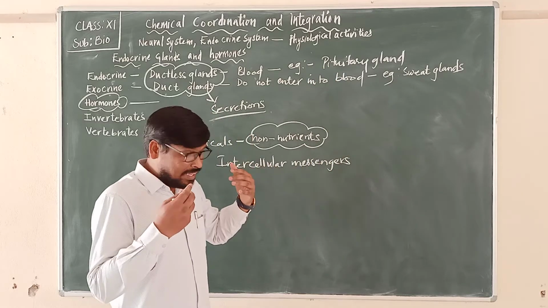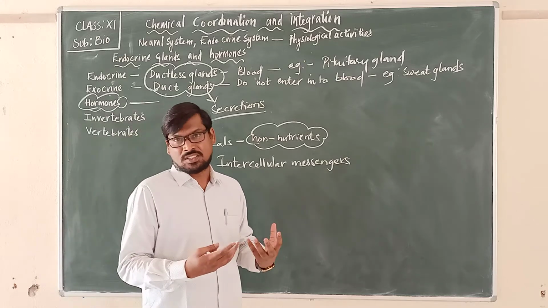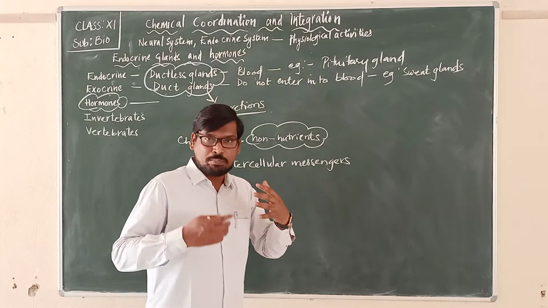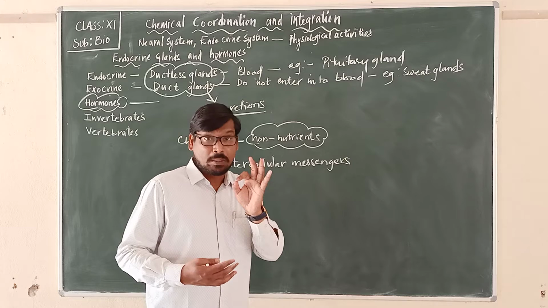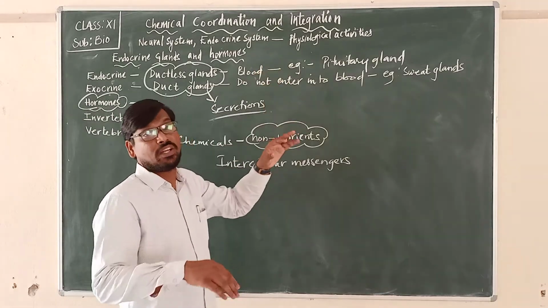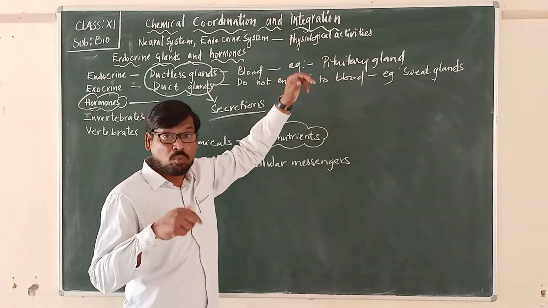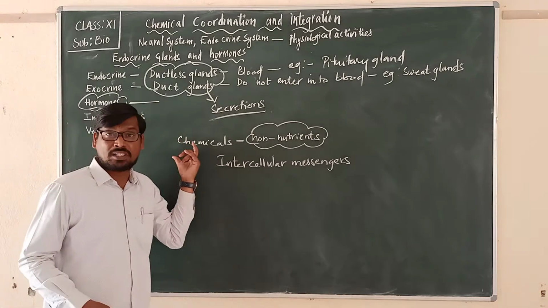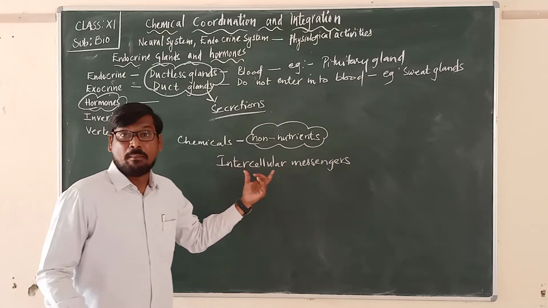Because the neural system by itself cannot bring about all those physiological activities, because the impulses produced by the nervous system are short-lived. So that's why the endocrine system is also involved in bringing about various physiological activities. By what? By producing what? Hormones. Those hormones are nothing but chemicals which are non-nutrients and involved in intercellular messages.